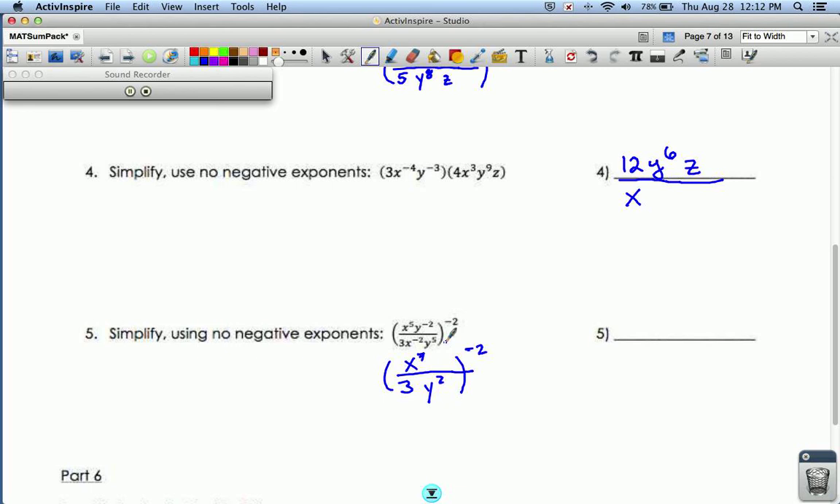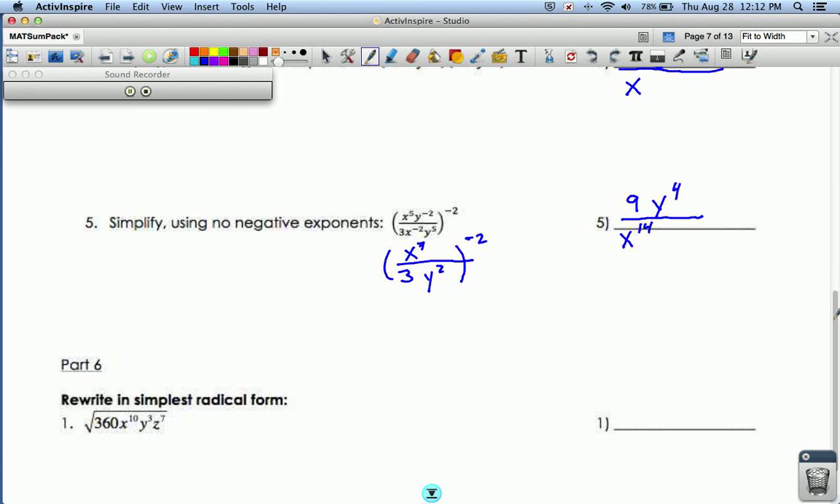So the -2 means, first of all, flip your fraction, and secondly, don't forget to square everything. So I'm going to kind of do this all in one shot. The negative moves the 3 to the top, and the 2 makes the 3 a 9. The negative moves x to the 7th to the bottom, and it makes the 7 a 14. The negative moves my y squared to the top, and the 2 makes the 2 a 4. So it's 9y to the 4th over x to the 14th.